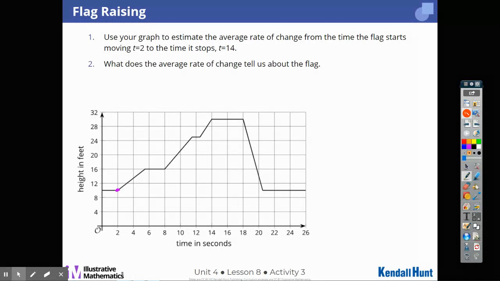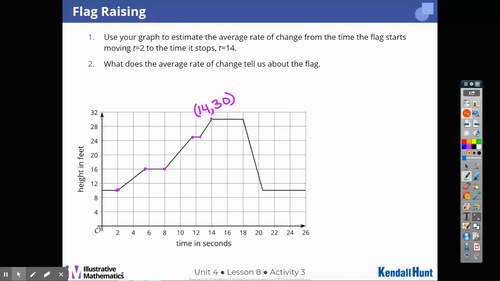So you can see at 2 seconds, it was at 10 feet, and then he raised it up, took a break at a little after 5 seconds. Then when he got to 8 seconds, he started raising it back up, paused for about a second, and then he raised it up to the maximum height, which is at 14 seconds. And so you can see that at 14 seconds, it was at its maximum, which was 30.